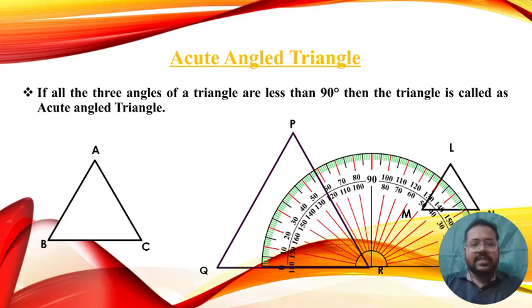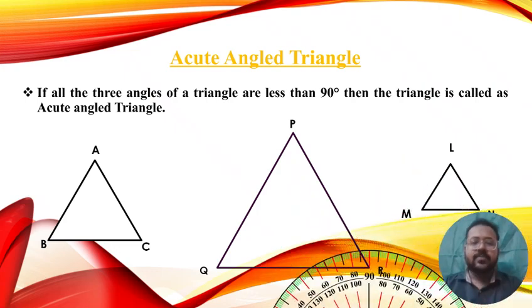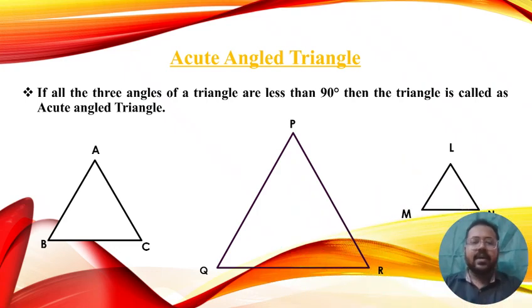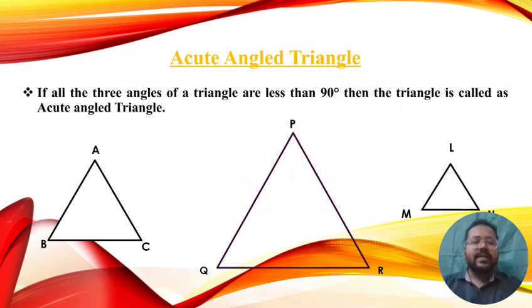Now measure the second angle, that is angle PRQ. Here it also measures 60 degrees, which is less than 90 degrees. Now measure the third angle, that is angle QPR, which also measures 60 degrees and which is also less than 90. Hence we can conclude that this is an acute angled triangle. The same scenario follows with the remaining two triangles. Let's proceed.